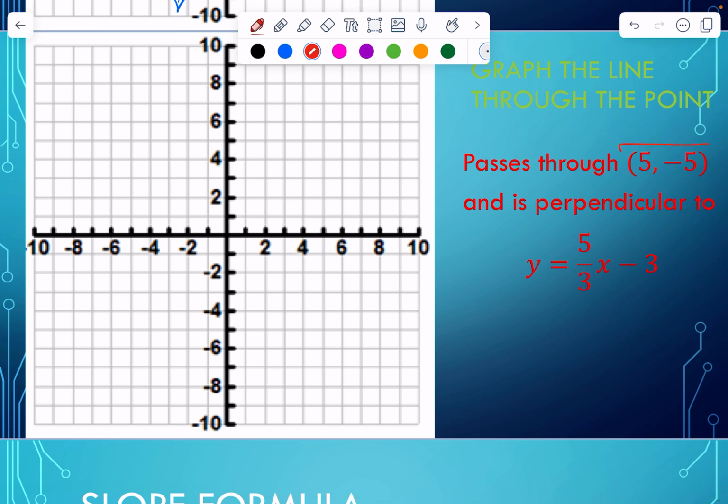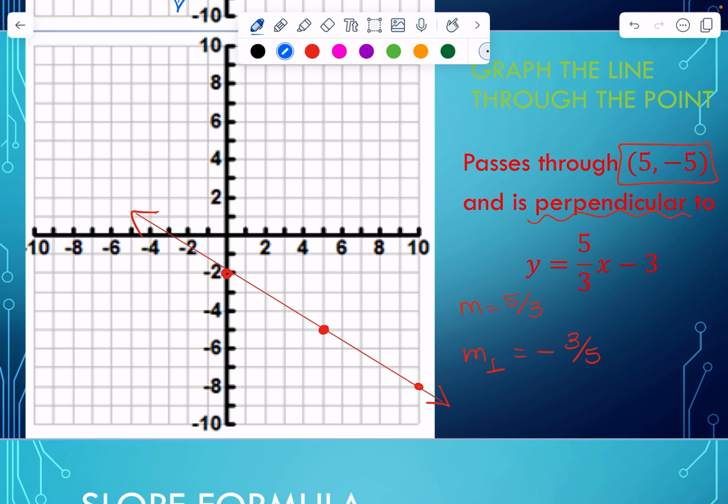So first thing we're going to do is start off here, 5, -5. And this time I want perpendicular. My original slope is 5/3. So the slope of the perpendicular, remember we changed the sign and we flip the fraction. So now I'm going to go up 3, left 5. And if I want, I could do it again, or I can go down 3, right 5. At that, I connect them, make that line nice and straight, and there it is.